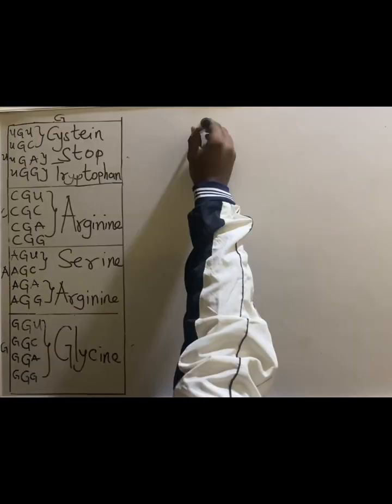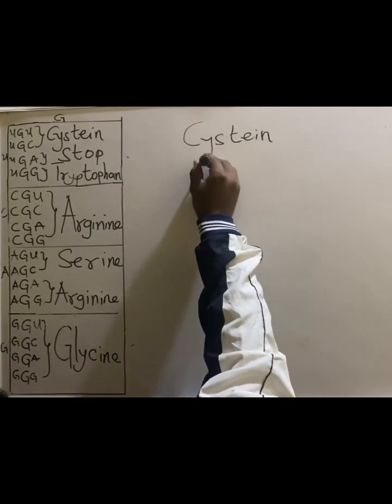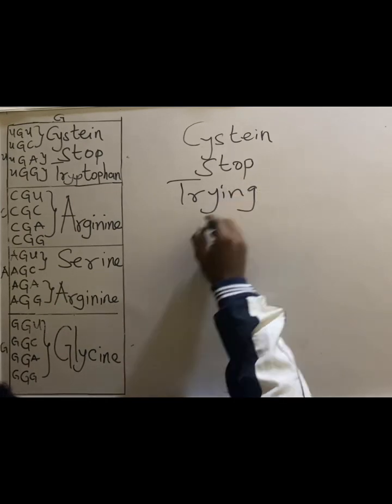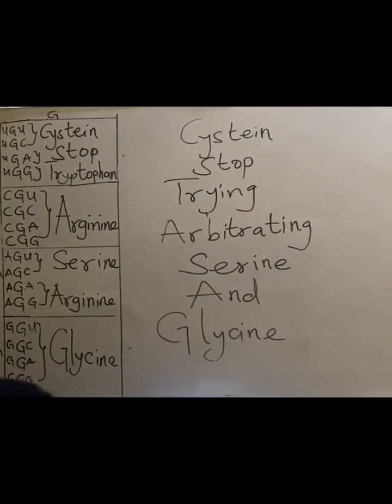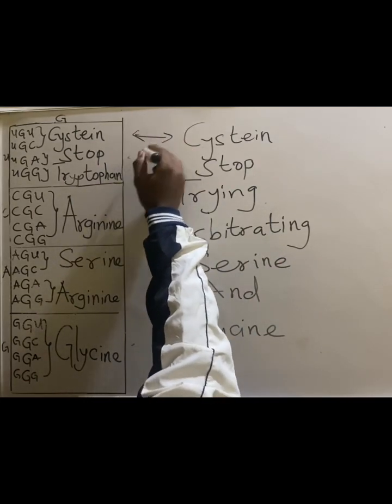So in this last column, we have cysteine, stop, tryptophan, arginine, serine, arginine again, and glycine. The trick for this one, we have cysteine, stop, trying, arbitrating, serine, and glycine.